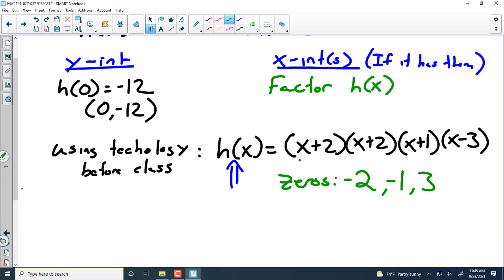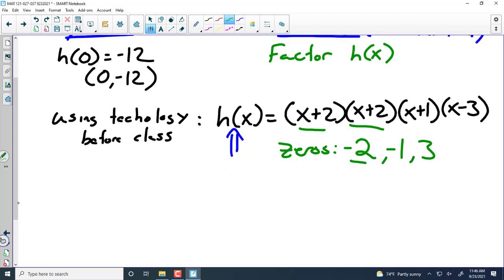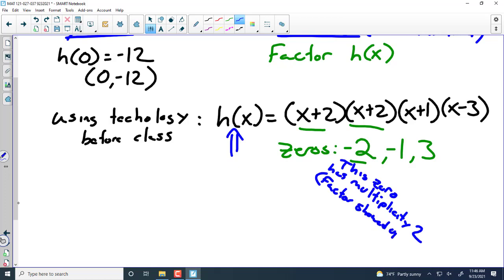Now, does everyone see how this factor right here shows up twice? But I only wrote down -2 once? We actually have a word for that. I'm going to teach you more about this word later, but for right now, I just want you to keep it in the back of your head. What you would say is, this 0 has multiplicity 2. And all that means is the factor showed up twice. That's what that means. The factor showed up twice.